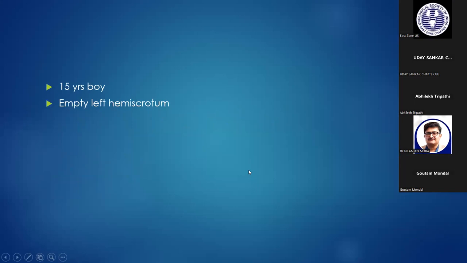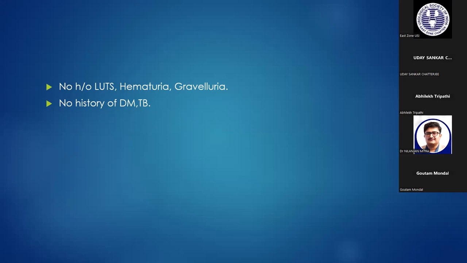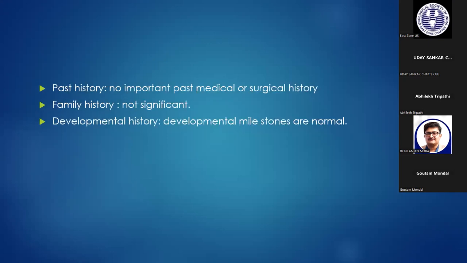It's a 15-year-old boy presented with an empty left hemiscrotum. After taking history, there is no history of LUTS or hematuria, etc. No history of diabetes or TB in the family members. Past history, nothing significant. No surgical history. Family history, nothing significant. Developmental history, all the developmental milestones were normal.